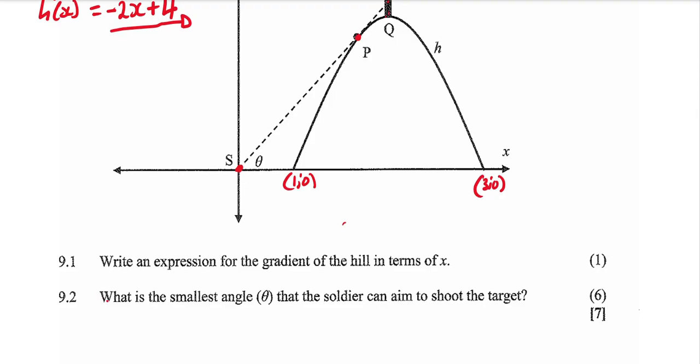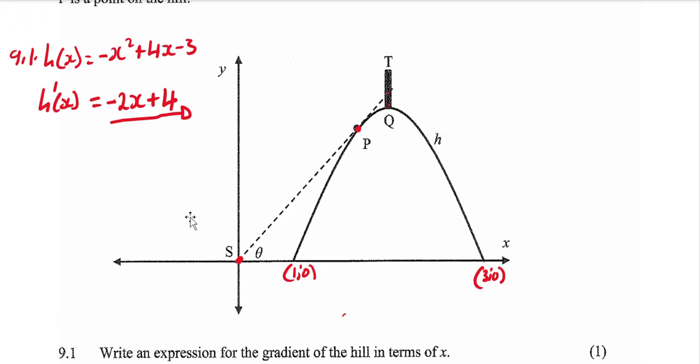They say, what is the smallest angle theta? This is our theta, that the soldier can aim to shoot the target. Since the soldier is here, what is our theta so the soldier can aim to shoot here? And we know that this line here, maybe the soldier is using a sniper because we have a dotted line. He is using a sniper. One mistake, one bullet, you are gone.